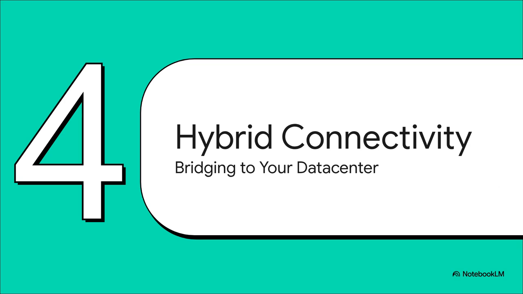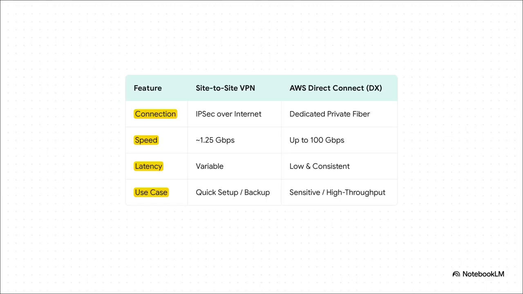Okay, so we've connected our VPCs to the internet, and we've connected them to each other. But what about that final piece of the puzzle for a modern enterprise? I'm talking about connecting your AWS cloud all the way back to your own on-premise data center. You know, building a true hybrid cloud. So you've really got two main tools for this job.